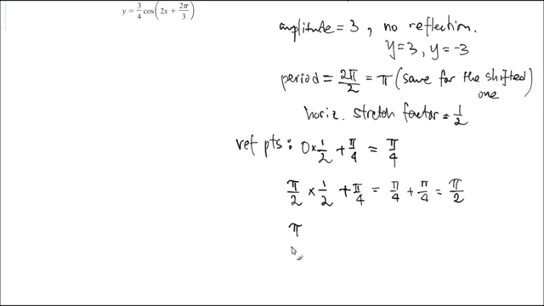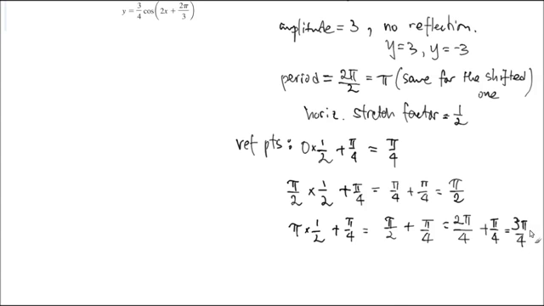And that's pi, right? Stretch factor 1/2, correct? And shift term, pi over 4. So that's pi over 2 plus pi over 4. Isn't that right? Common denominator: 2 pi divided by 4 plus pi over 4. Putting into a common denominator, right? 1/2 is equal to 2/4. That's what happened here. 1/2 is 2/4. So that's 3 pi over 4.